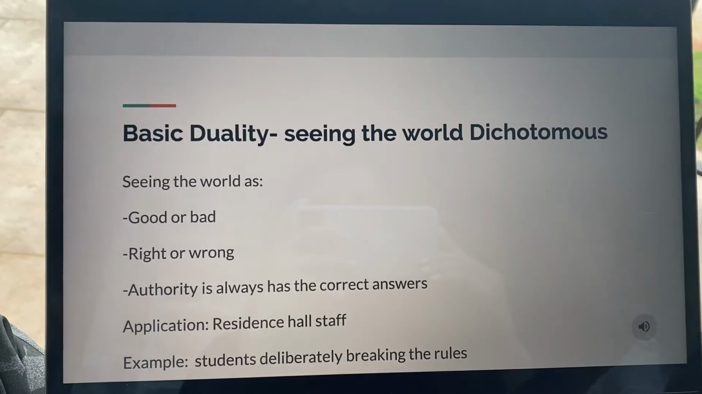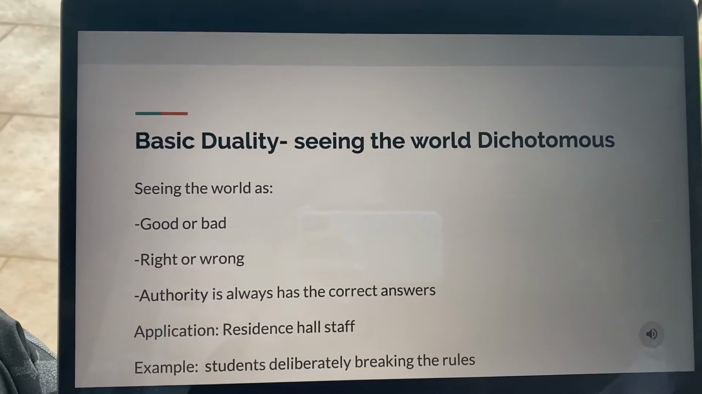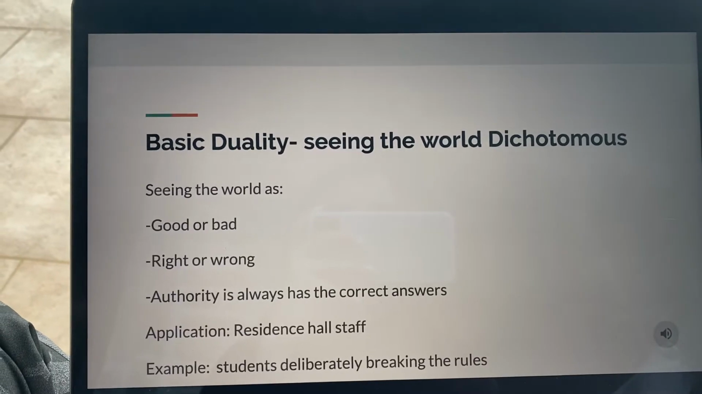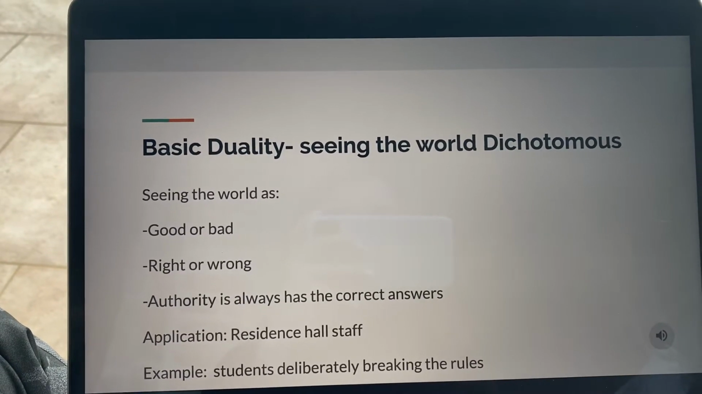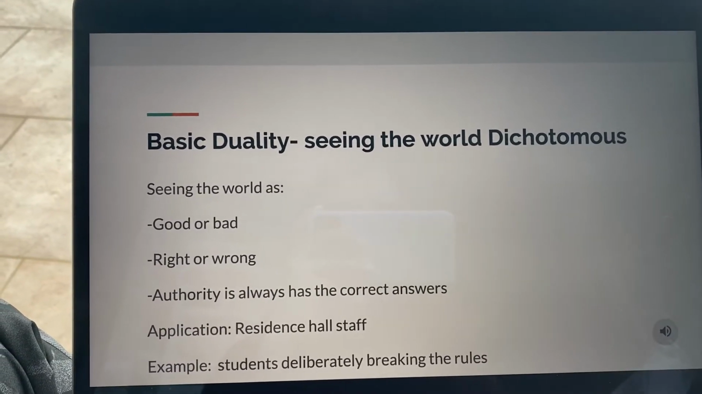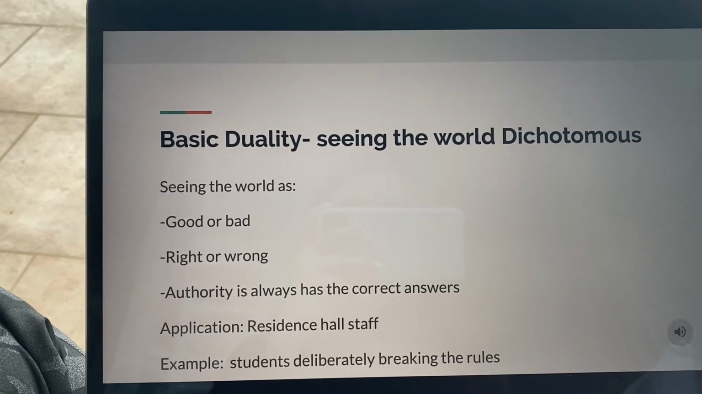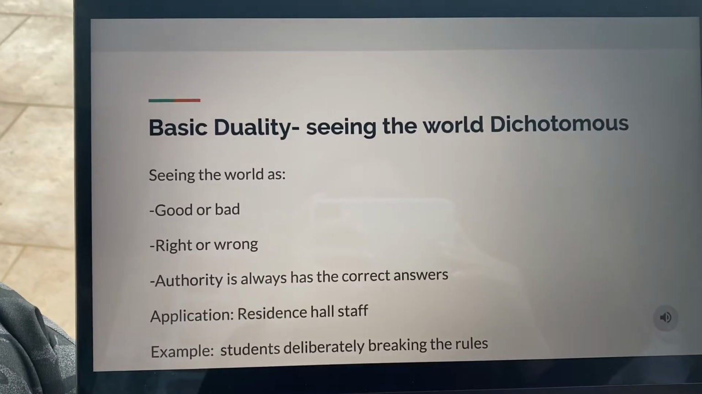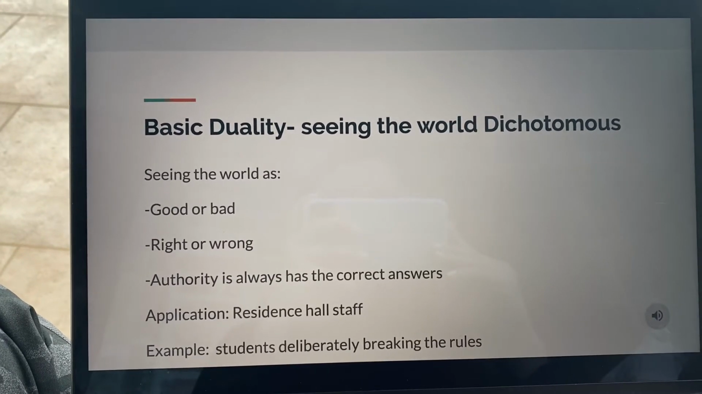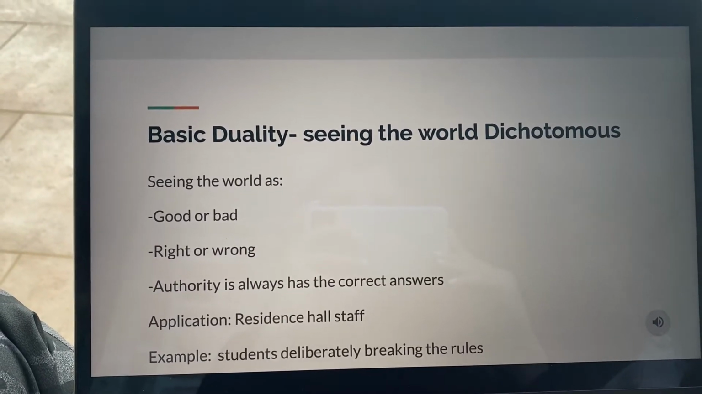The first position I will be talking about is basic duality, which means seeing the world in a dichotomous way. I apologize if I mispronounced that. This means seeing the world as good or bad, right or wrong. It's very one-sided. Authority is always correct.